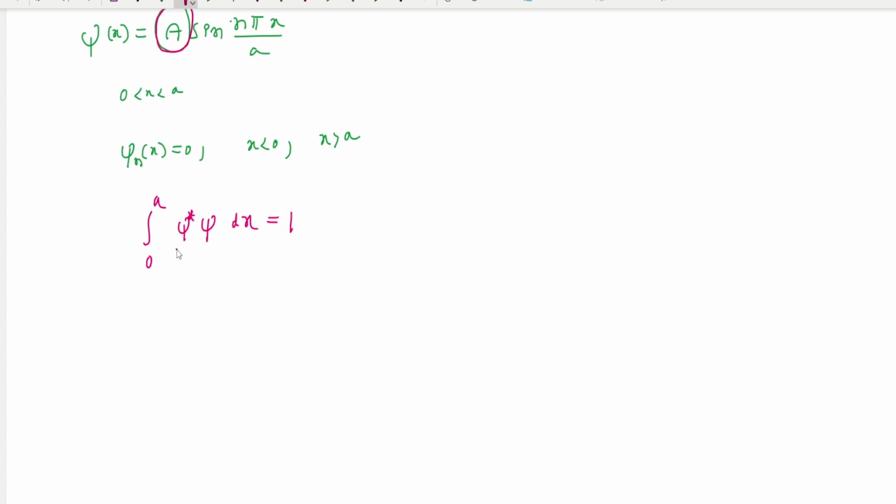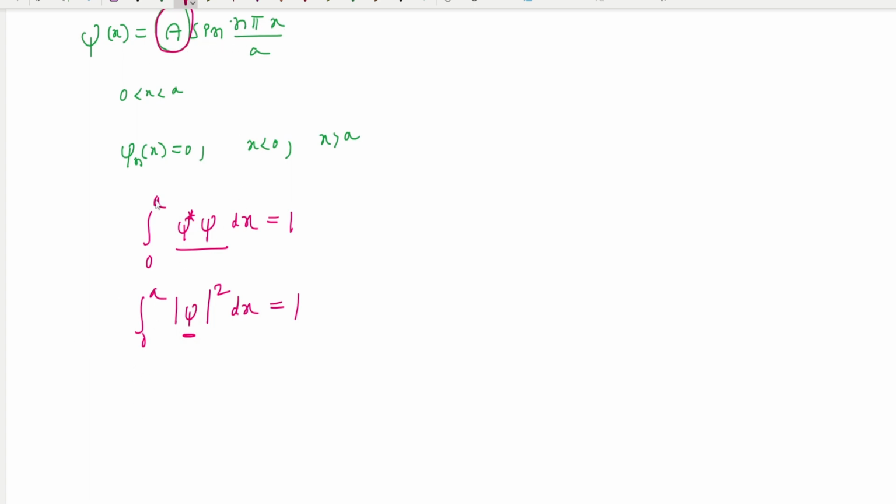So this psi star psi we can write like this, right? Integral 0 to a, modulus of psi star squared, modulus of psi squared, not star squared, equal to that. Then what is this wave function psi? Psi equals a sine n pi x divided by a.